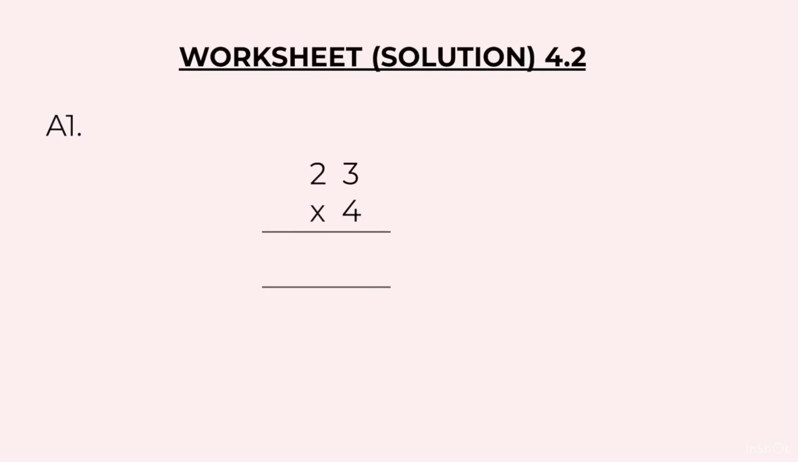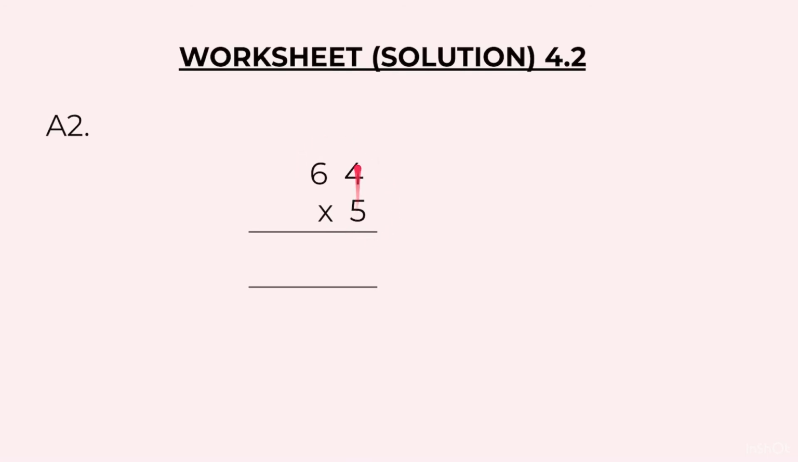We will start by multiplying 4 into 3. 4 threes are 12. 1 at the top, 2 at the bottom. Then we'll multiply 4 by 2. 4 twos are 8. Plus 1, 9. Answer is 92.